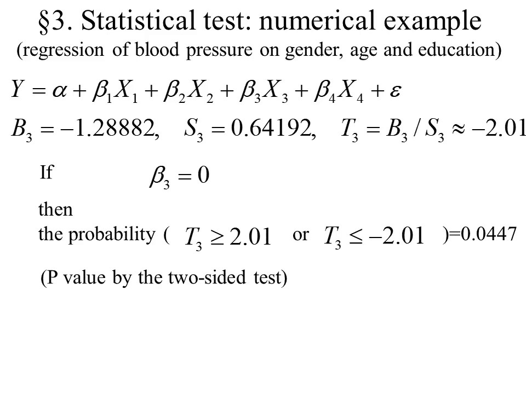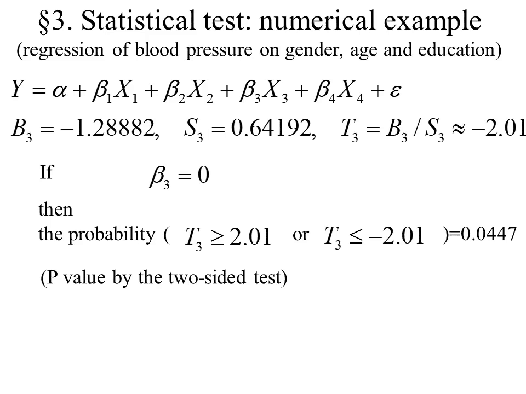B3, the estimated regression coefficient for x3, was -1.28882, and S3, the estimated standard error for B3, was 0.64192. So the test statistic, T3, which is the ratio of B3 to S3, is -1.28882 over 0.64192, which is approximately -2.01.